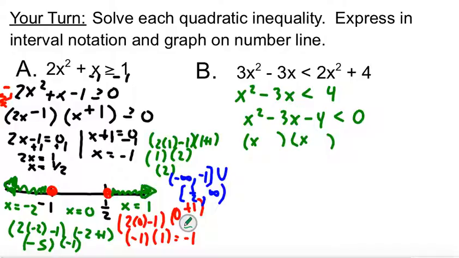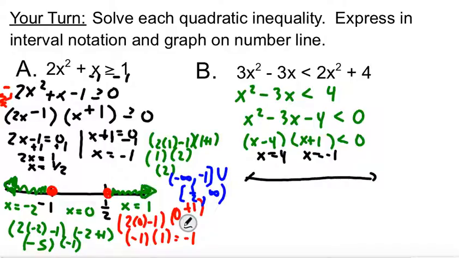What multiplies to give me negative 4 and adds to give me a negative 3 there? It'd be a minus 4 and a plus 1. Let's find our zeros and write them on a number line. Well, how do I get 0 there when x is 4? How do I get 0 there when x is negative 1? All right, let's put those values on the number line.